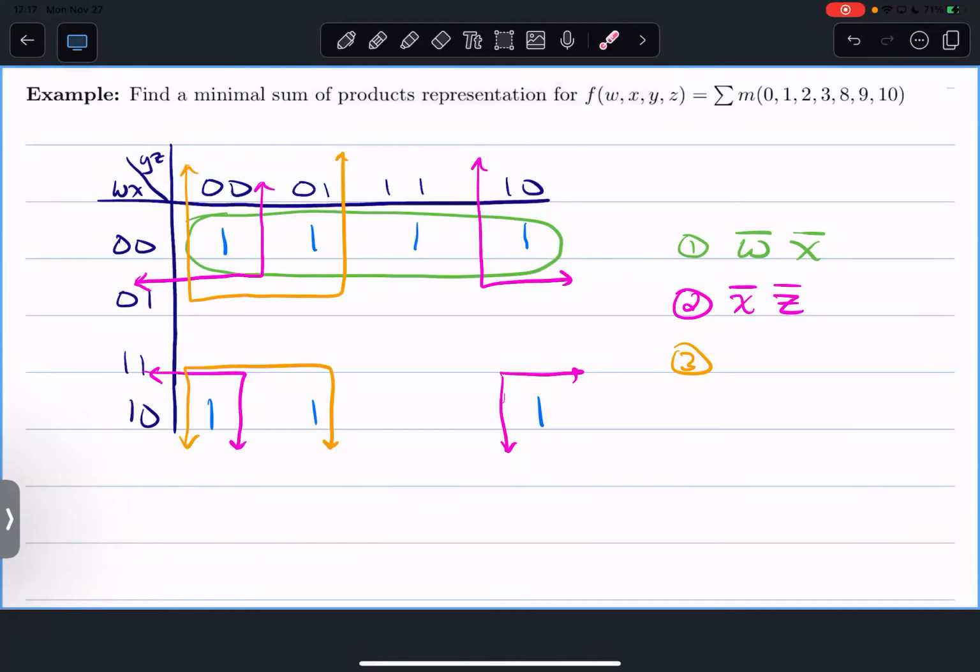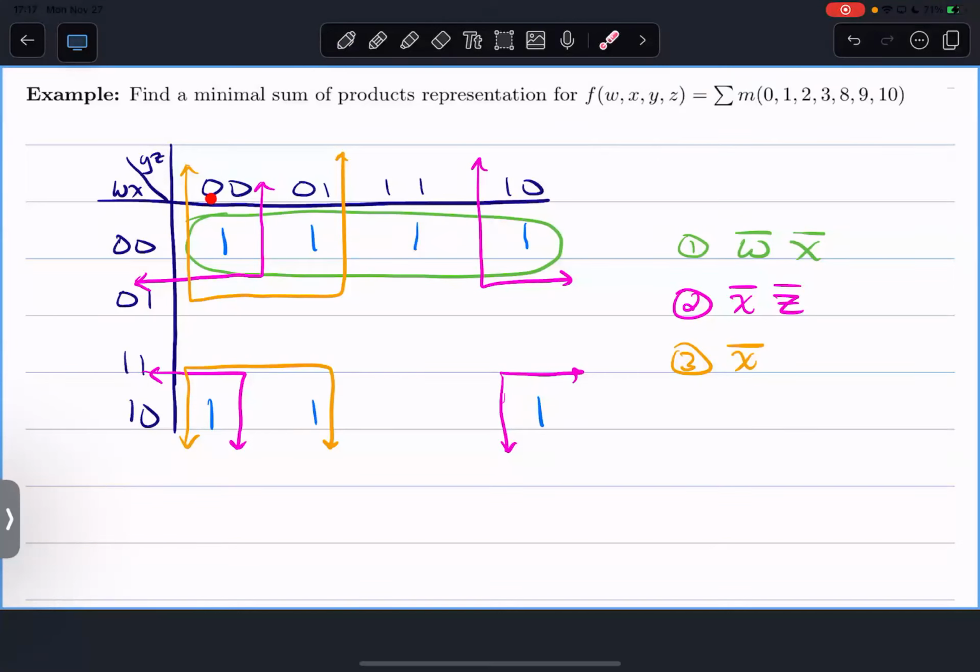So then how do I summarize this thing? In the top one, W is off, and then in the bottom one, W is on, so it's out. In the top one, X is off. In the bottom one, X is off, so that's good. Let's write that one down.